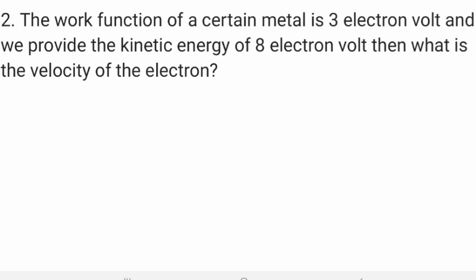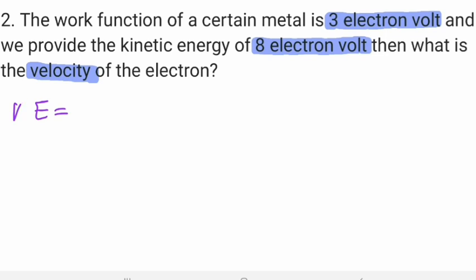See the next question. It says that the work function of a certain metal is 3 electron volt and we provide the energy of 8 electron volt, then what is the velocity of the electron? So first of all let us calculate the kinetic energy. It will be equal to the energy that we provide minus the work function. So it will be 8 minus 3, which equals 5 electron volt.